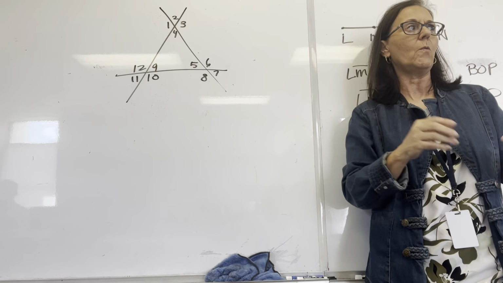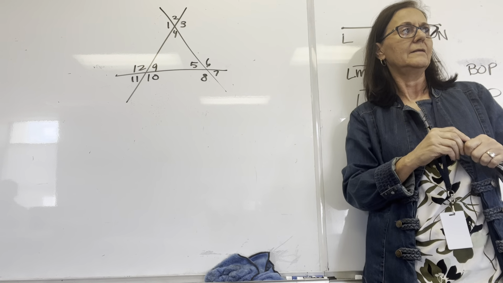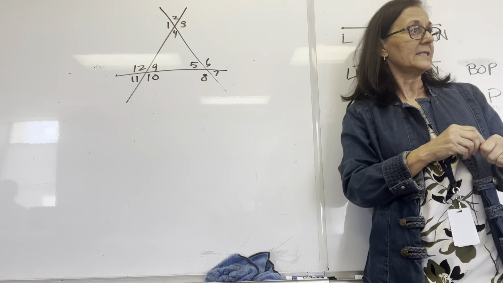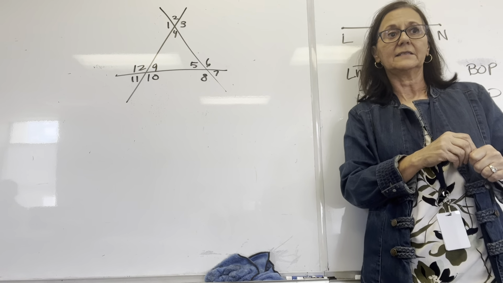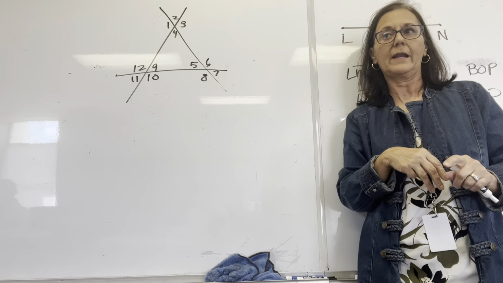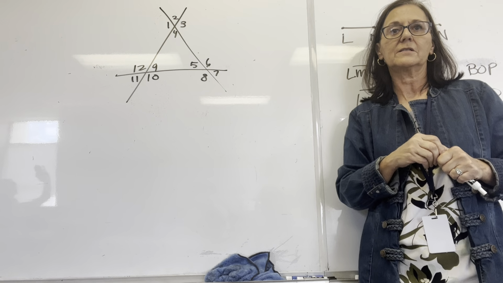There's a couple that equal 180, and then there's just a couple you can make. 7 plus 6 equals 180. Yes. Give me 3 angles that equal 180. The sum of 3 angles equals 180. There's at least 2 equations.